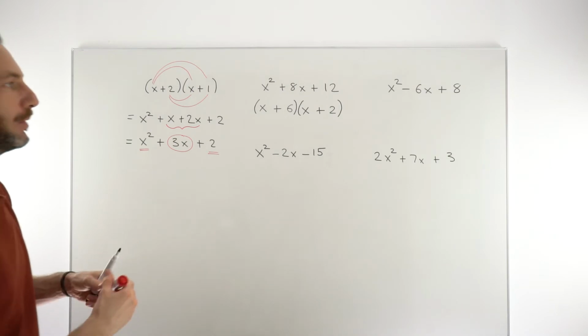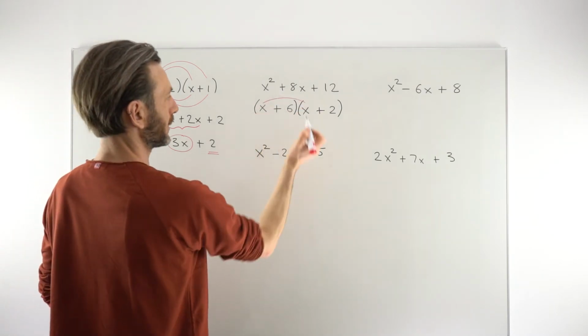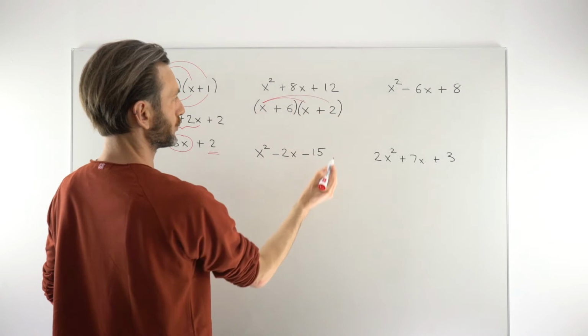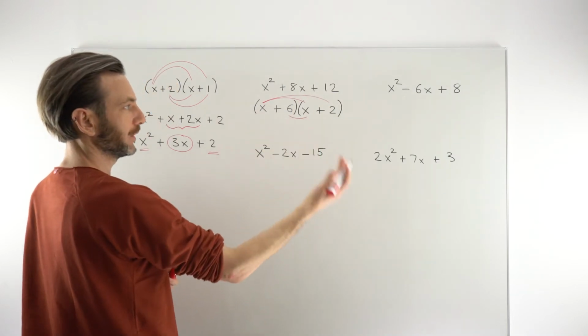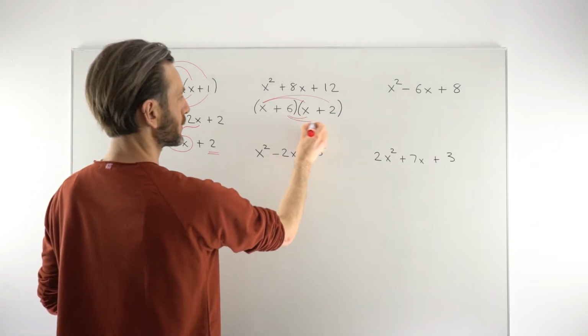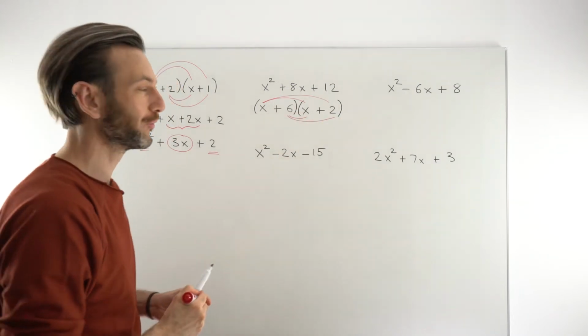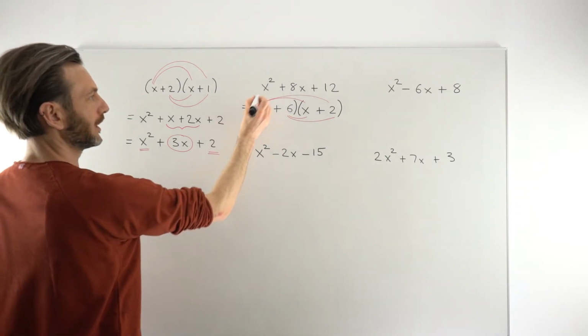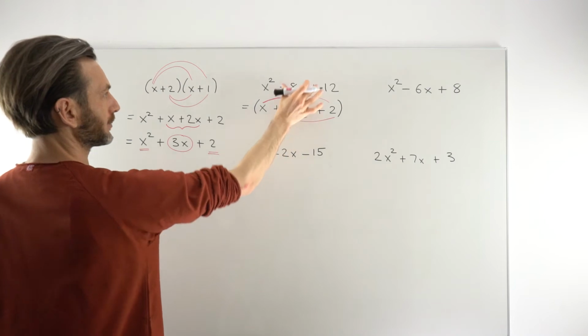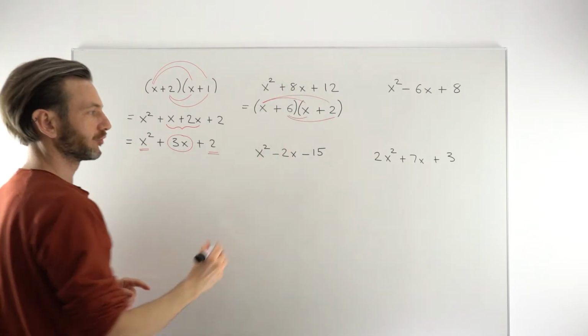And we could check that by multiplying it out, because x times x would give you x squared, x times 2 gives you 2x, 6 times x gives you 6x, 6x plus 2x gives you the 8x, 6 times 2 gives you the 12. So that's basically the process we go through for these. And these two guys are equal, remember. This is just the factorized form of that trinomial.